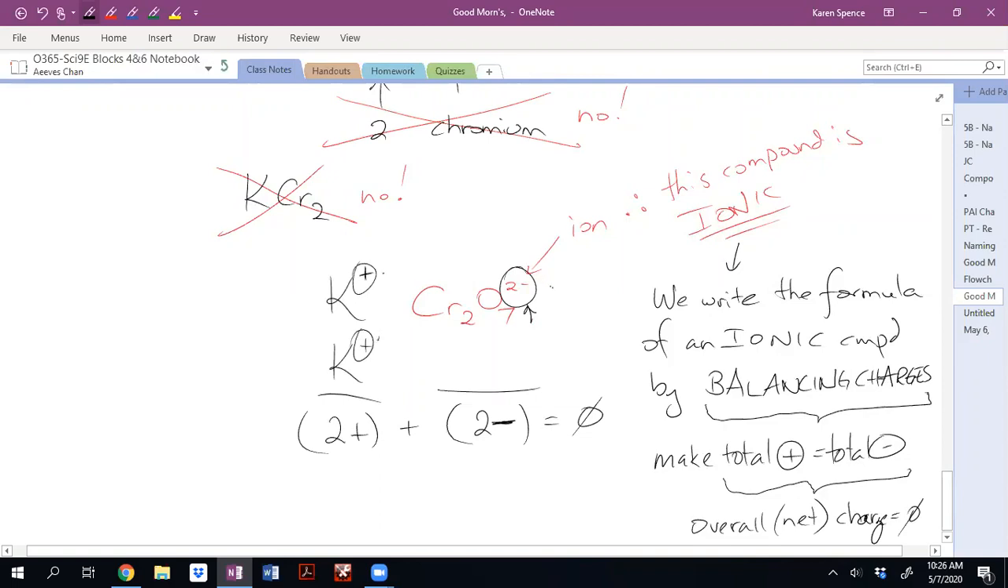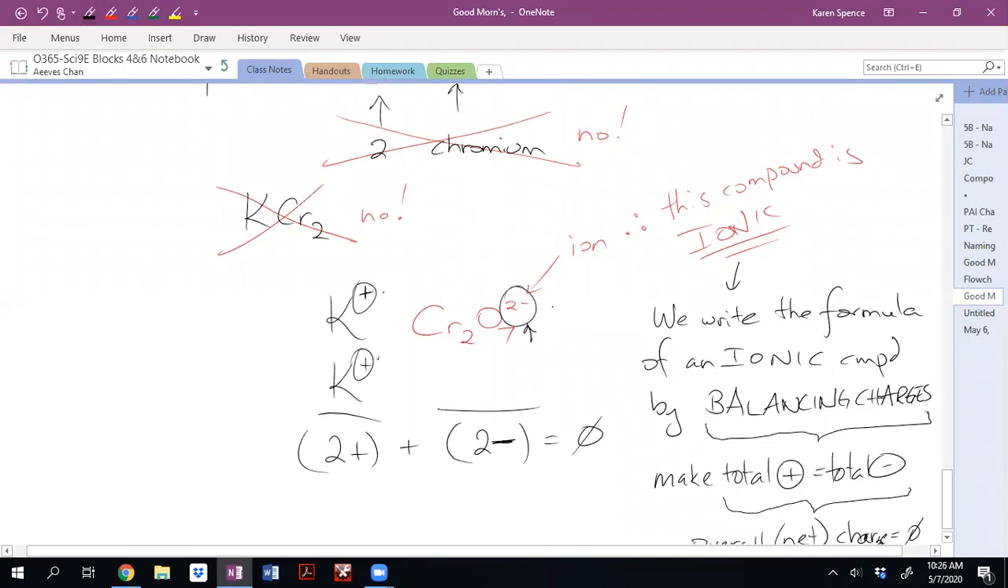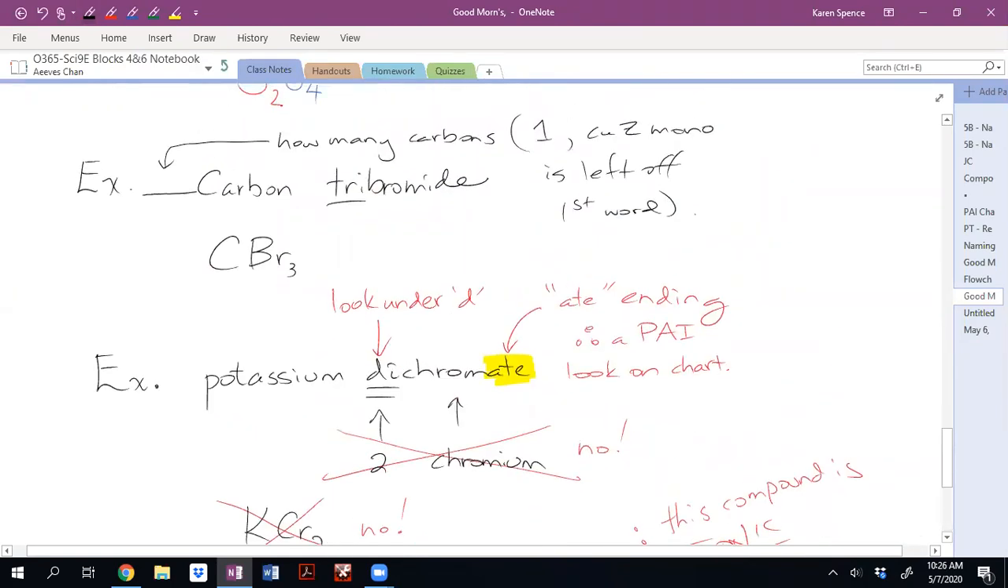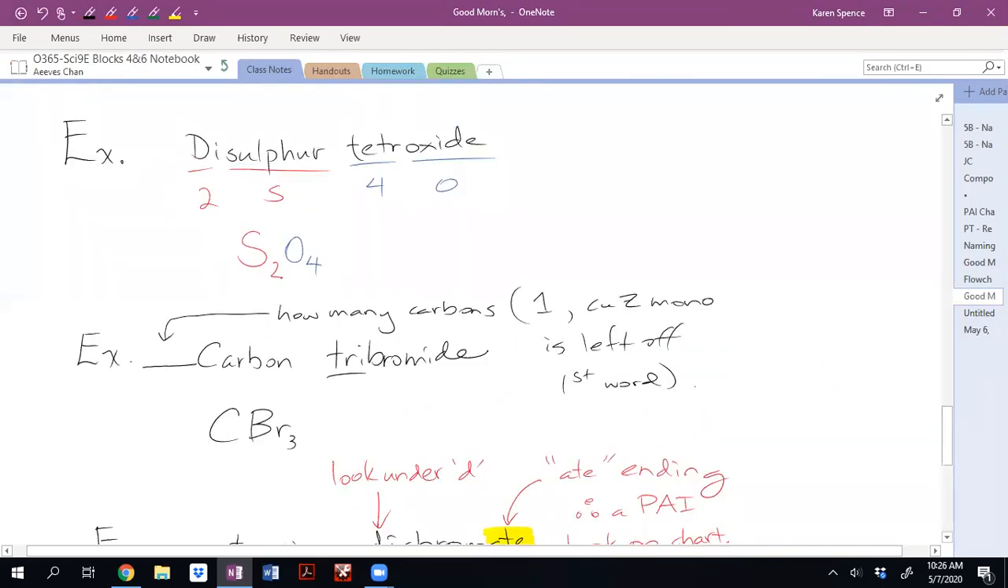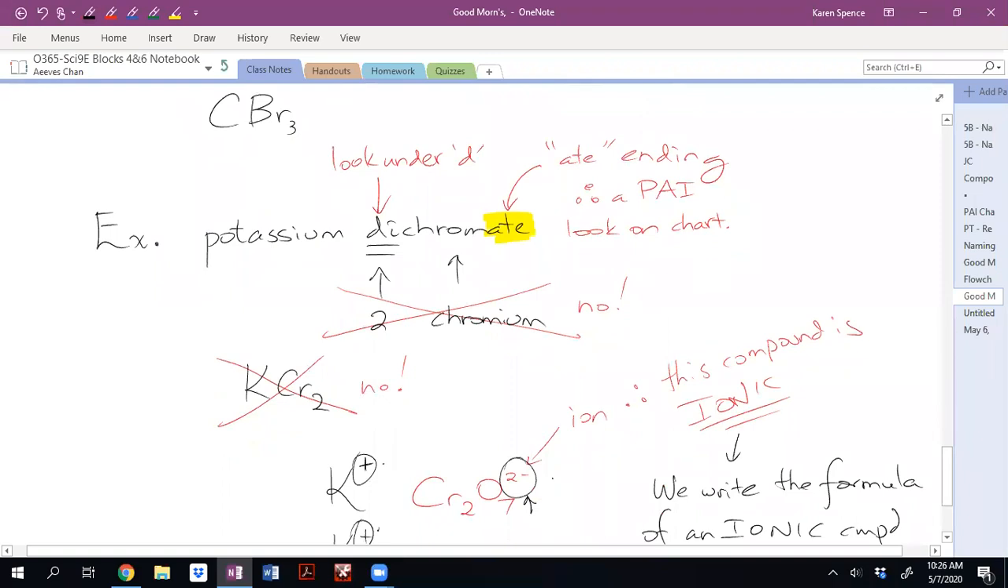And you do that for what kind of compounds? Ionic compounds. And you know you have an ionic compound because it begins with a metal or ammonium. Okay, so that's really it. I mean, there's not much more to say. Look at the prefix, and that's how many atoms you have. Watch out for dichromate because it might trick you with that little di there.